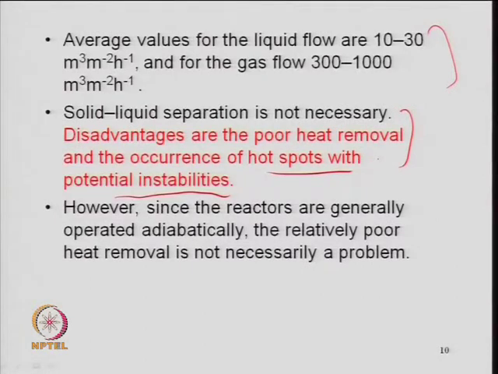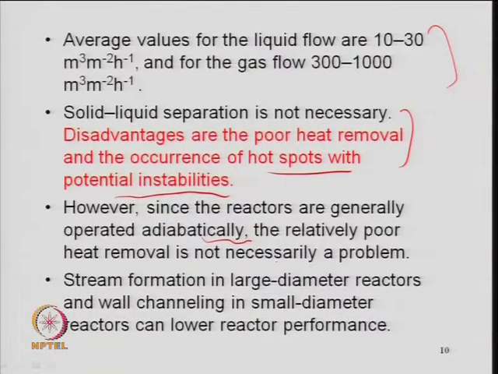So, this is an issue in the case of trickle bed reactor, because reactions like hydrodesulfurization and hydrocracking are highly exothermic reactions. However, since the reactors are generally operated adiabatically, this is desired here. The relatively poor heat removal is not necessarily a problem. So, one needs to look at these conditions for operation, how much heat generates during the reaction, and how that heat can be removed as soon as it generates during the operation. That is important, especially when the reaction is highly exothermic.